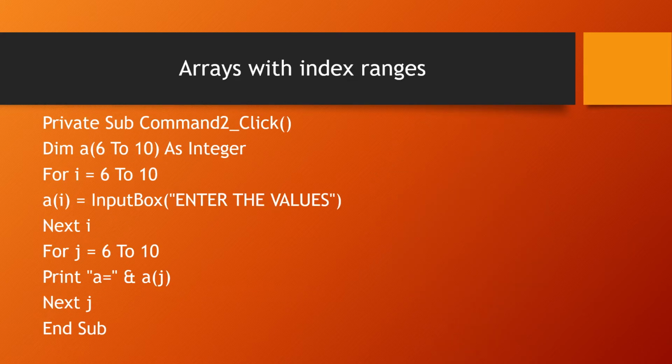In arrays we can also have the index ranges mentioned while we are declaring the array. Here in this example, we have declared the array A with the index range 6 to 10. So while we are getting the input from the user, it will store the values from the index value 6 to 10. So like this we can also mention the index ranges of the array if it is needed.